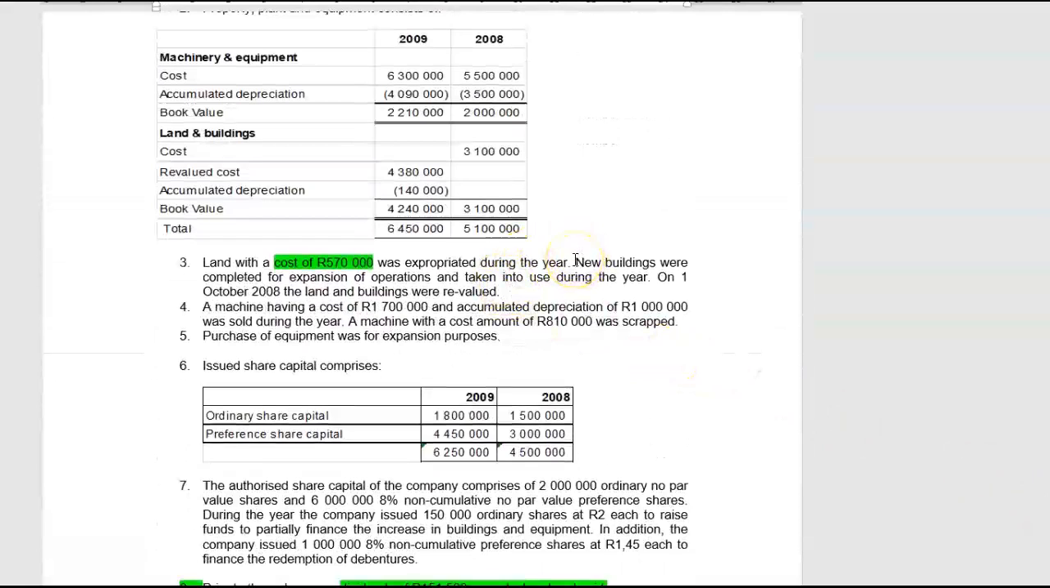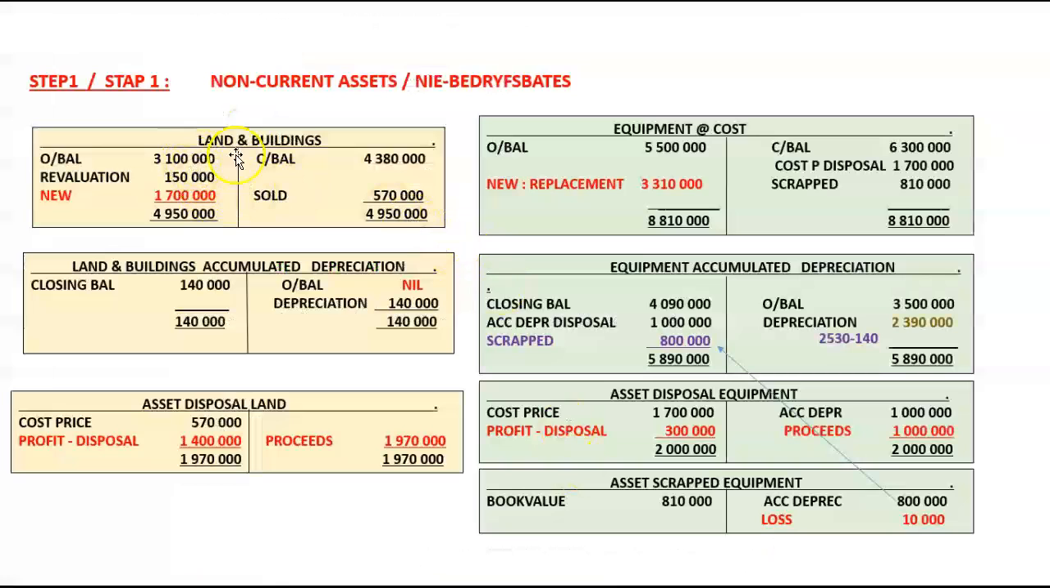Buildings. Before we actually go to machinery and equipment, new buildings were completed for expansion of operations and taken into use during the year. So obviously I have to account for some new buildings as well. On 1 October 2008, the land and buildings were revalued. Now, new buildings were completed for expansion purposes. So we have to go and balance off our land account.